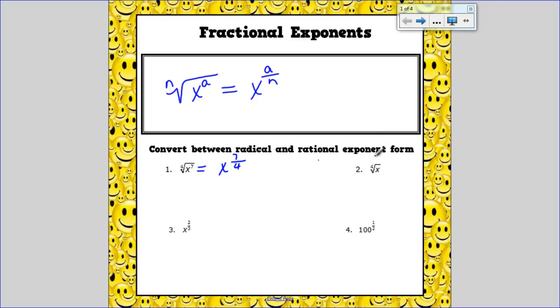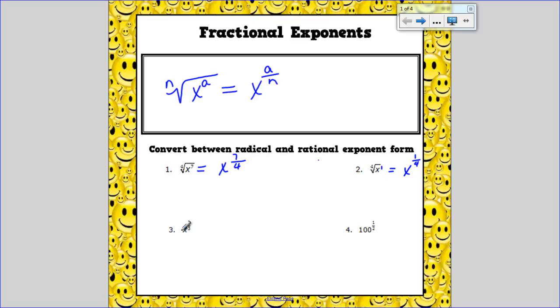Number two here is the fourth root of x. Well, that's like saying this x has an exponent of 1 on it. So if I want to write it in fractional exponent form or rational exponent form, my base is x. And then to get my exponent, it is the exponent inside over the root outside. So it becomes x to the 1/4 power.